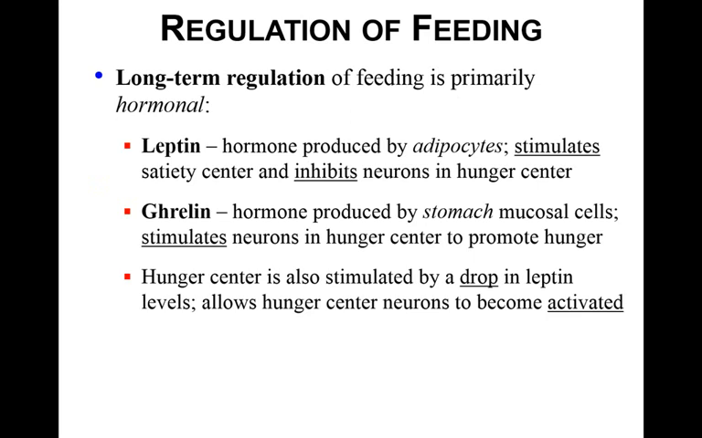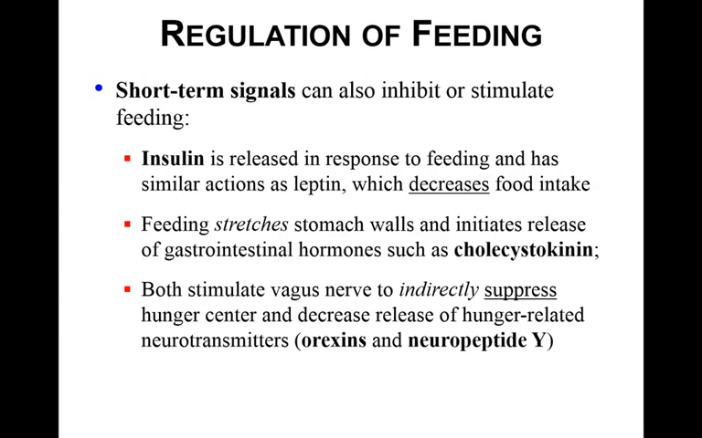Some long-term regulation of feeding is hormonal. Leptin is a hormone that's produced by your fat cells. It stimulates that satiety center and inhibits the hunger center. Ghrelin is produced by your stomach cells. It stimulates neurons in the hunger center to promote hunger. So ghrelin is going to promote hunger. Leptin is going to inhibit that. The hunger center also can be stimulated when your leptin levels drop, and that also allows those hunger cells to become activated.